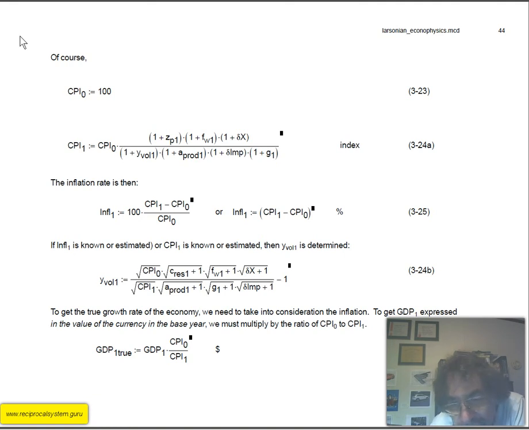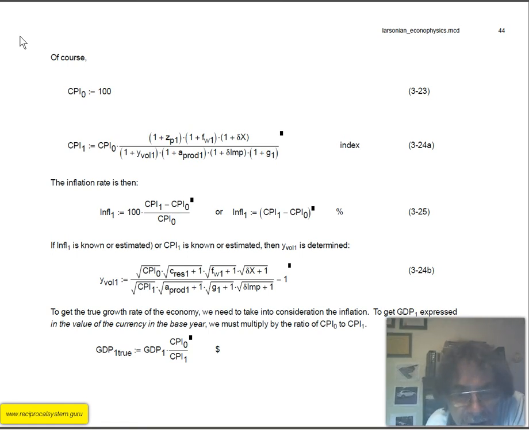So we get this change in volume of production. Pretty complicated equation there. To get the true growth rate of the economy, we need to take into consideration the inflation to get GDP sub 1 expressed in the value of the currency in the base year. We must multiply by the ratio of CPI sub 1 to CPI, I'm sorry, the ratio of CPI 0 to CPI sub 1.